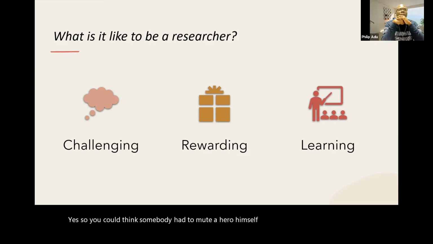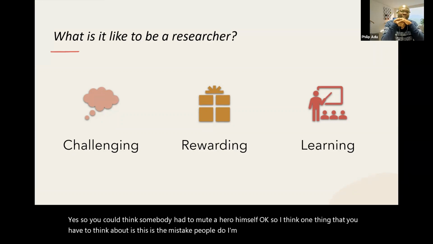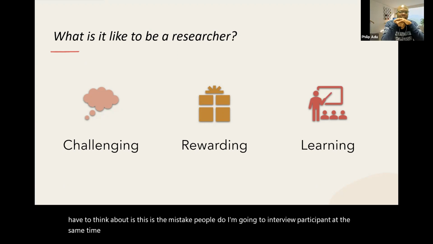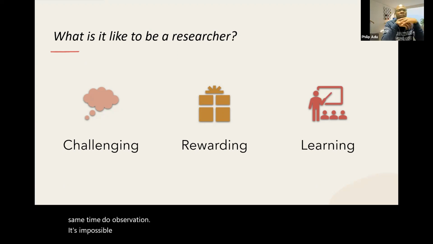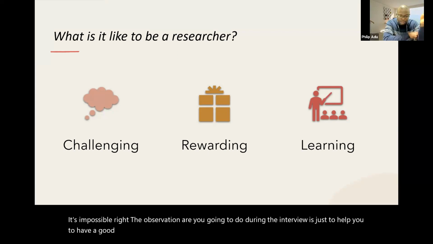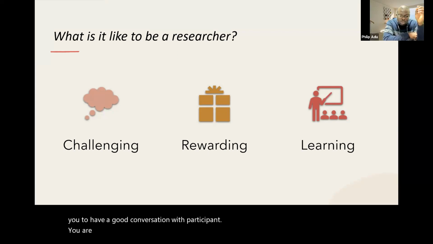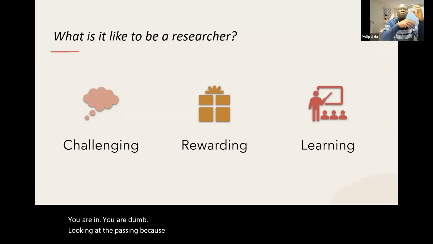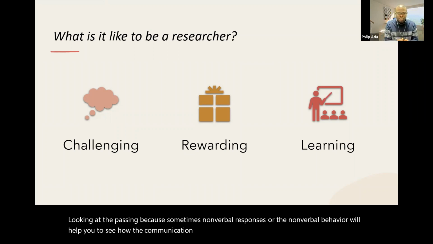Okay, so one thing that you have to think about is this is the mistake people make. I'm going to interview participants and at the same time do observation. It's impossible, right? The observation that you're going to do during the interview is just to help you have a good conversation with participants. You are not observing because you want to find out whether the participant is nervous saying it. You are looking at the person because sometimes non-verbal responses or the non-verbal behavior will help you to see how the communication is going on, right?